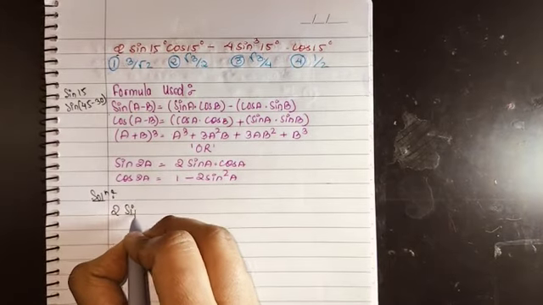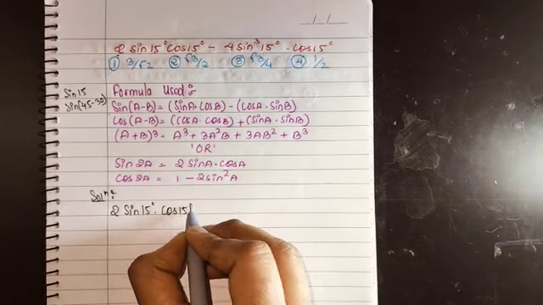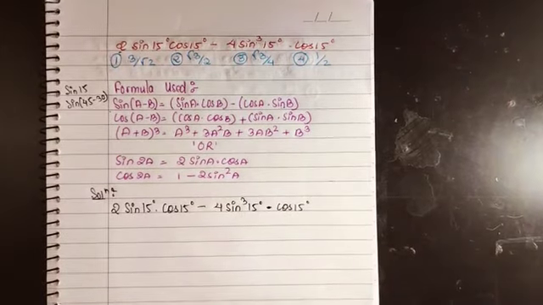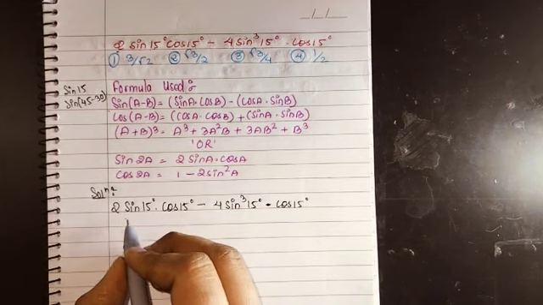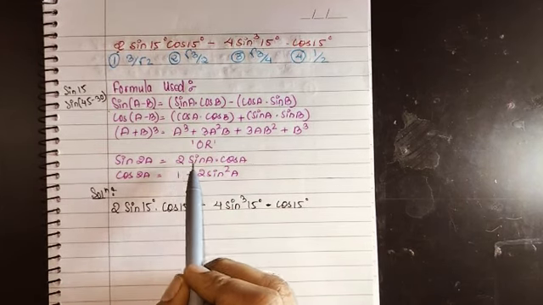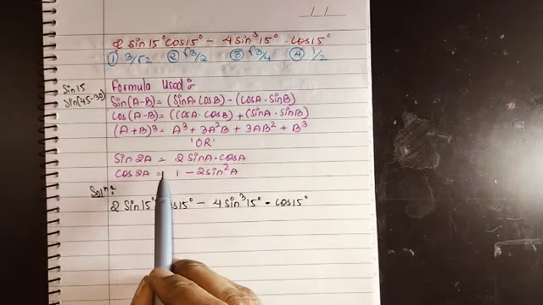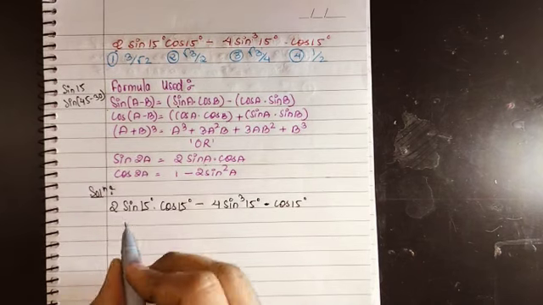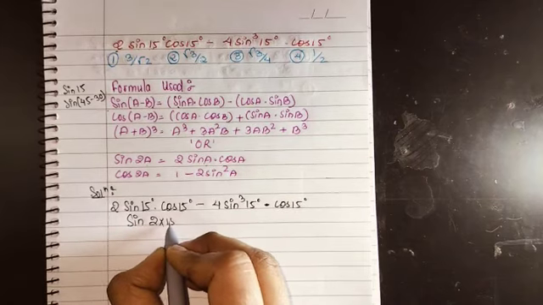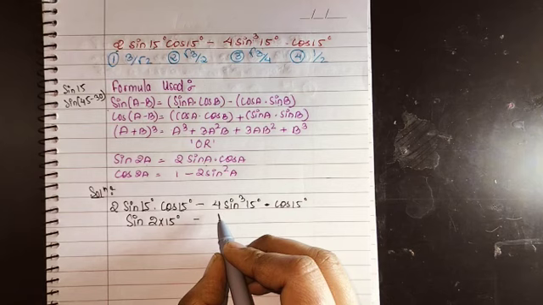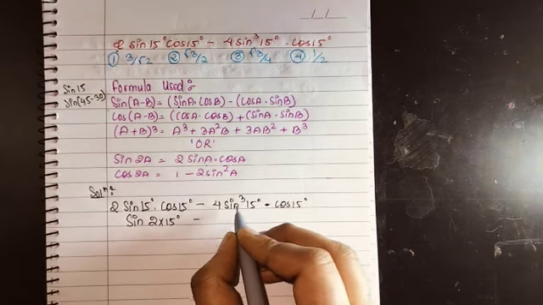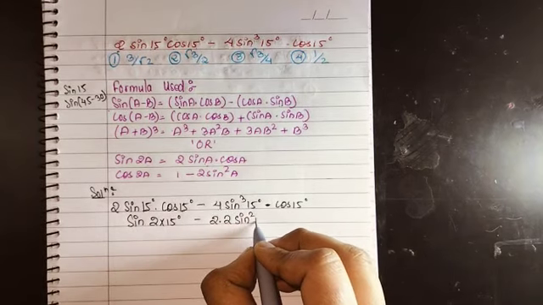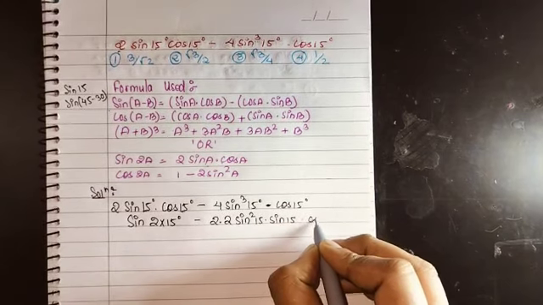First I am rewriting the question: 2 sin 15 degree cos 15 degree minus 4 sin cube 15 degree into cos 15 degree. Now we know that 2 sin a cos a is equal to sin 2a. Here in place of a there is 15, so we can write it as sin 2 into 15 degree. Minus, we can write 4 sin cube 15 degree as 2 into 2 sin square 15 and sin 15, and cos 15 we will write as it is.